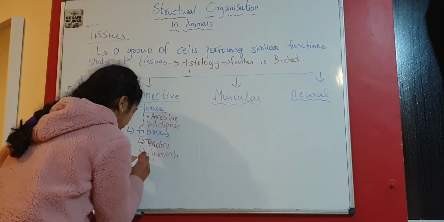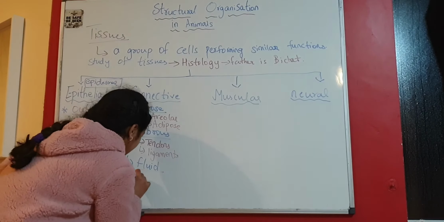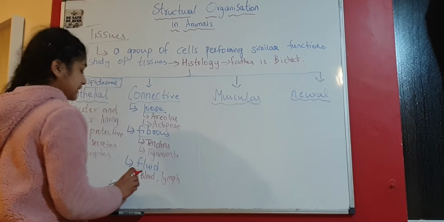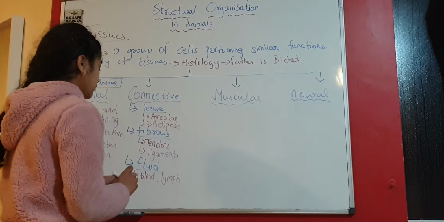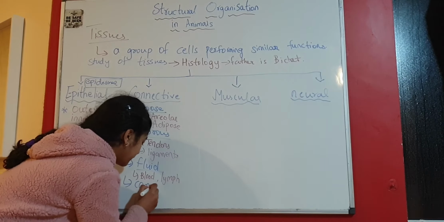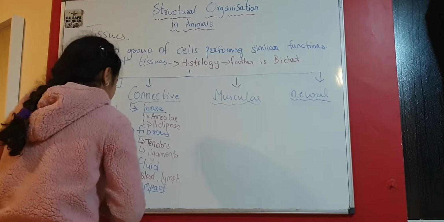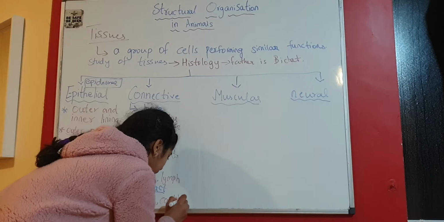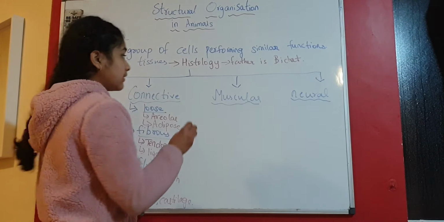The next one is called fluid connective tissue. Here we have blood as well as lymph. Blood has RBCs, which are red blood cells, white blood cells and platelets. Next one is compact connective tissue. In compact connective tissue, we write bone and cartilage. Cartilage is found in the nose, ear, etc.